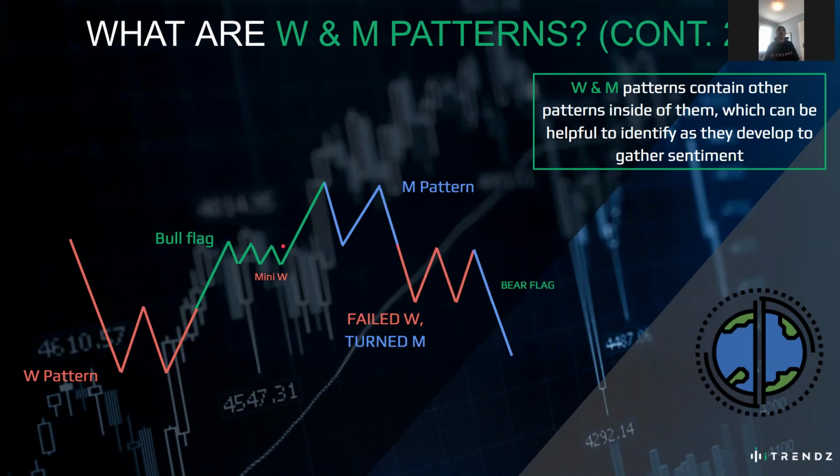So W and M patterns contain other patterns inside of them. You just heard me talk about bull flags two or three times there, which is definitely helpful to be able to identify, because then you can formulate your entire setup, right? So let's walk through this diagram really quickly.